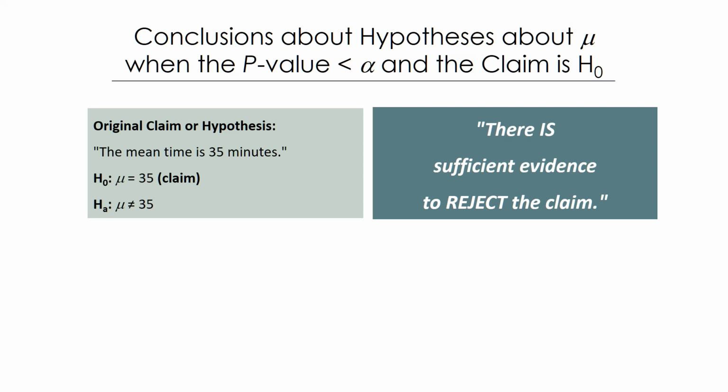Our example is that the mean time for delivery of a pizza or for standing in line, mean time for some situation is 35 minutes. So the claim was the null hypothesis, mu is equal to 35. If the p-value is less than alpha, then we would reject that null hypothesis. And our conclusion then about this claim is that there is sufficient evidence to reject the claim. We would conclude basically that it's probably not true.